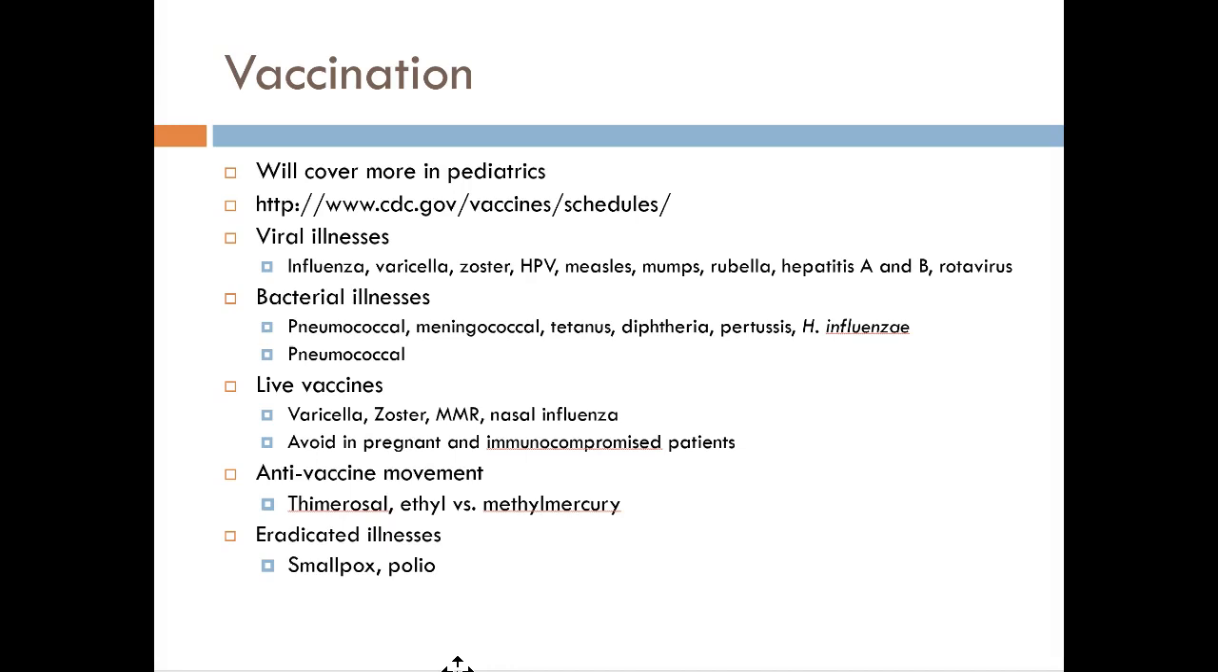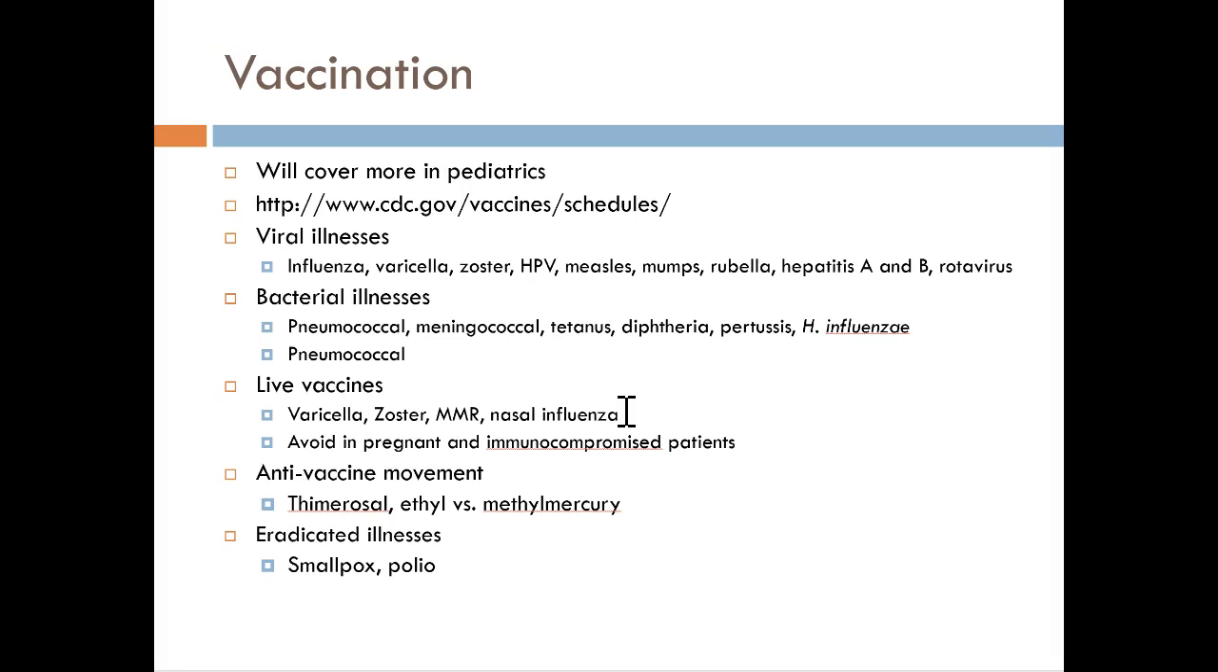Overall, vaccines cover a number of viral illnesses and a couple of bacterial illnesses as well. There are live vaccines that I talked about earlier when I referenced the nasal influenza vaccine. The only other major live vaccines that we use on a regular basis are varicella and zoster, so our HSV vaccines, and then MMR. Those are all live, so those are meds that we aren't going to give to immunocompromised or pregnant patients. So that's where it comes down to.